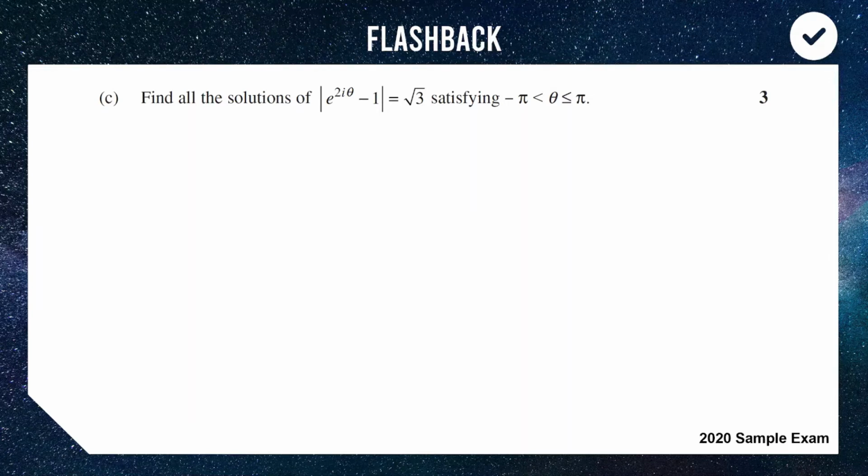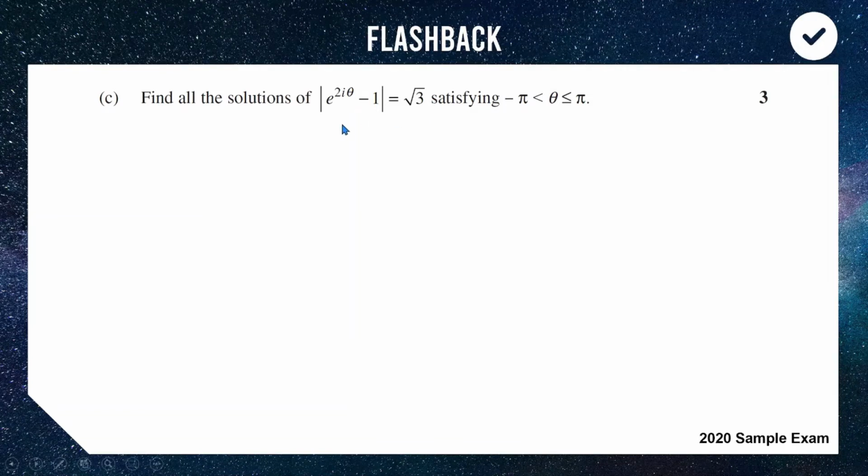All right, we're starting off with a flashback question from the complex numbers topic. We're trying to find all solutions to the modulus of a complex number with an argument of 2 theta minus 1 equal to root 3, satisfying theta between minus pi and pi inclusive. Okay, I've seen a few places solve this question using graphical methods, but graphs suck. Why use graphs when you can use good old-fashioned algebra?